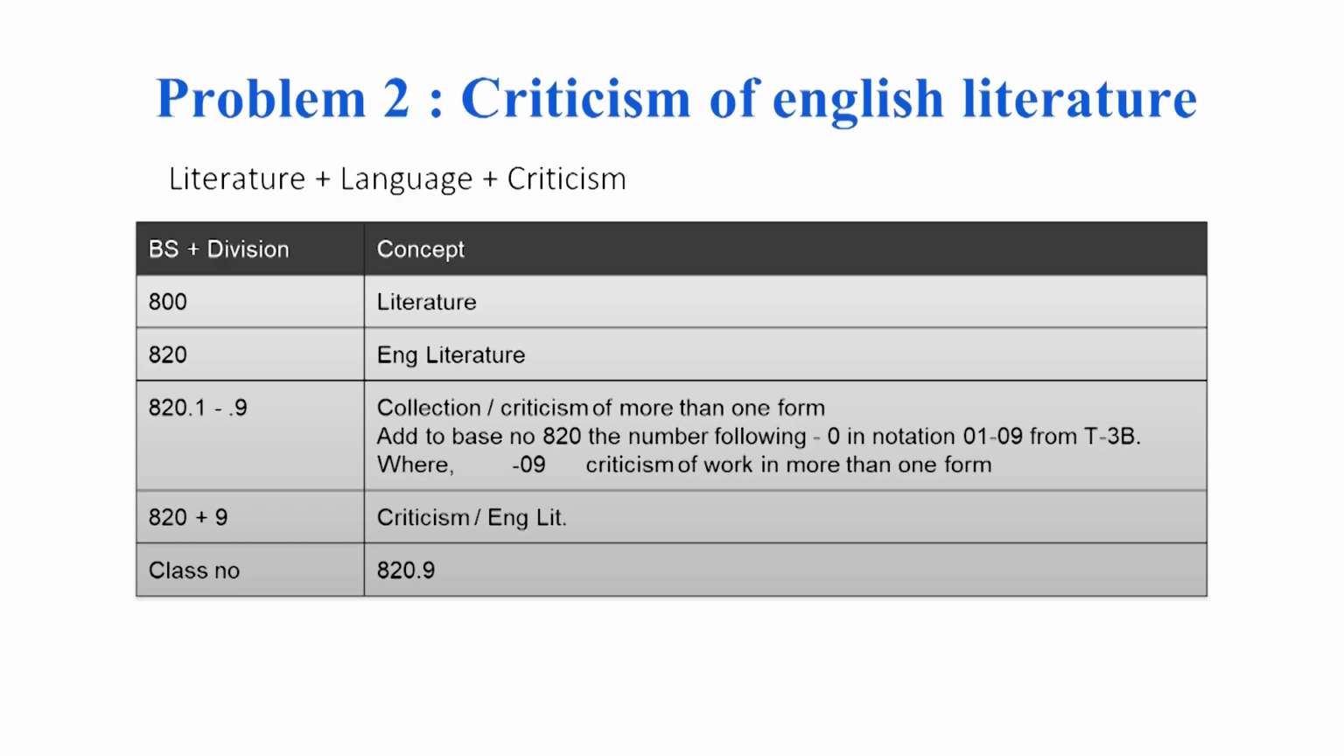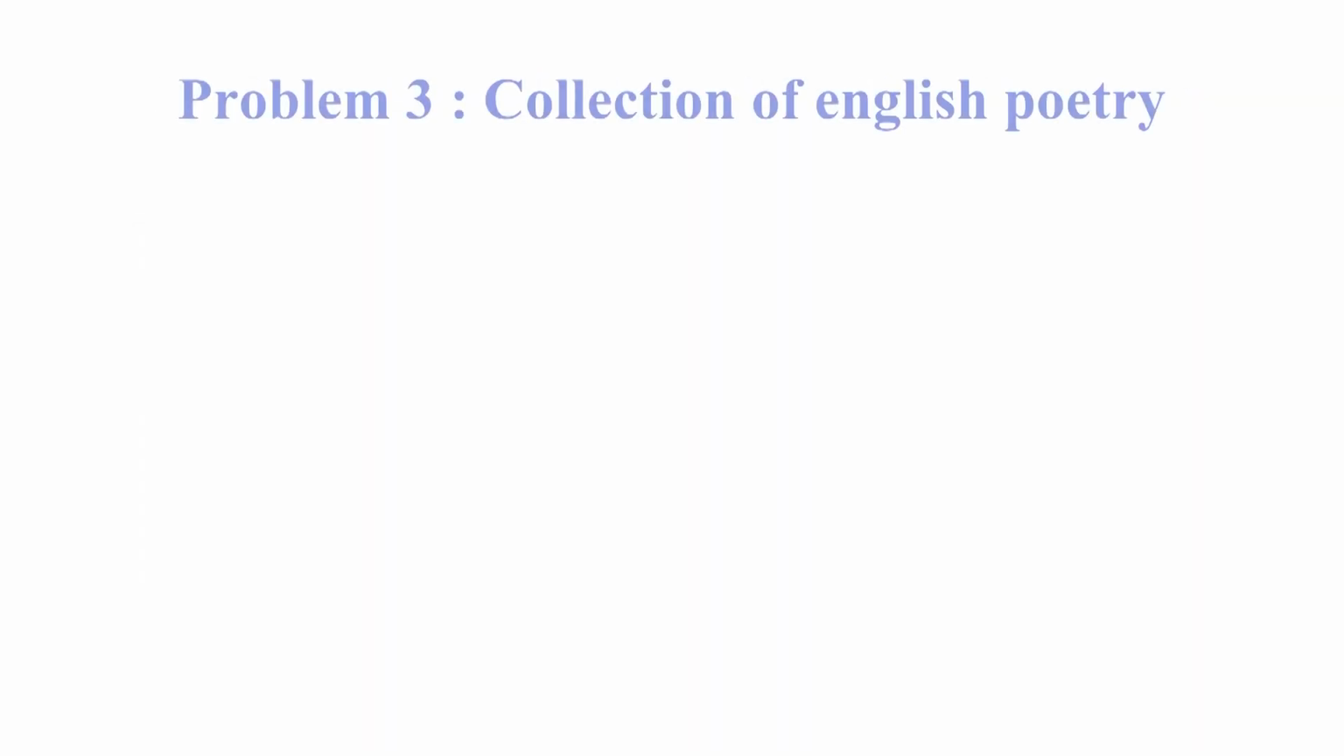Accordingly, again you have to write the numbers: 800 literature, 820 English literature, 820.1-.9 collection and criticism of more than one form. Similarly, we have to select the particular criticism number by adding 9. So 820 plus 9 is equal to criticism of English literature. So finally we will write class number equal 820.9.